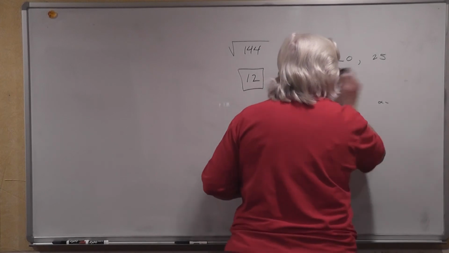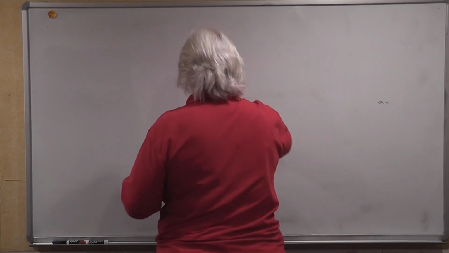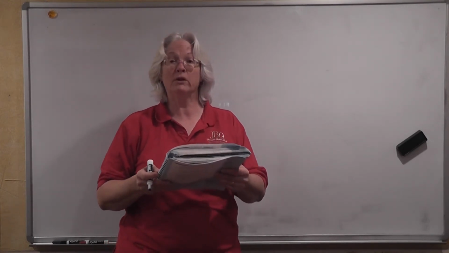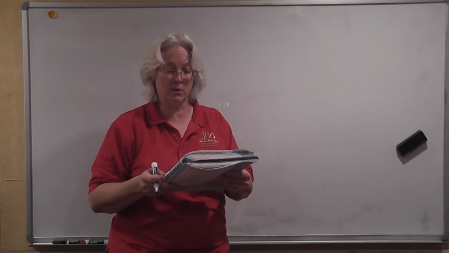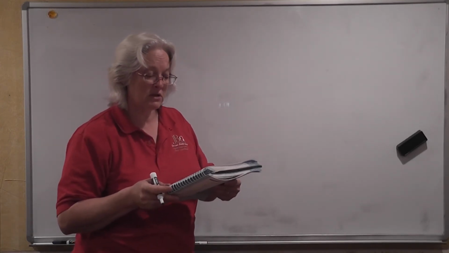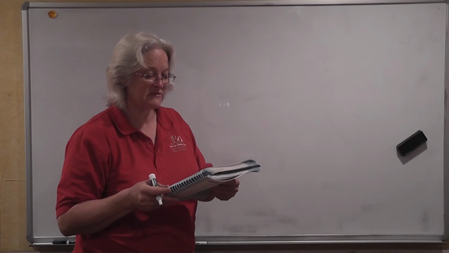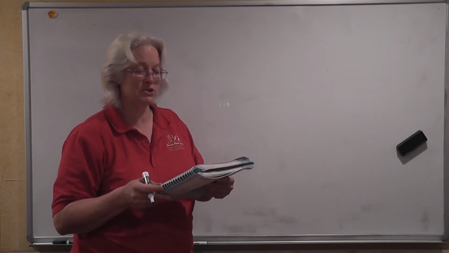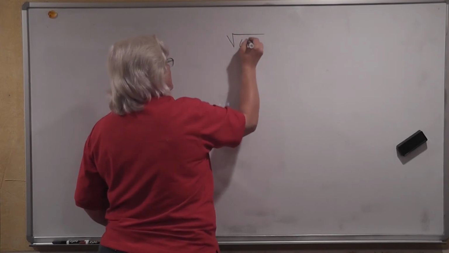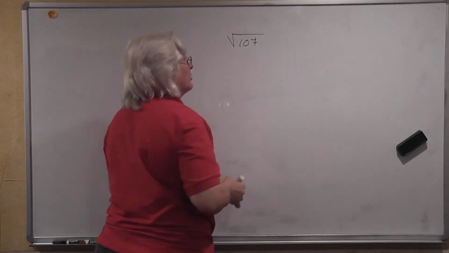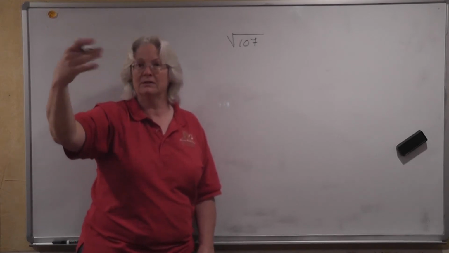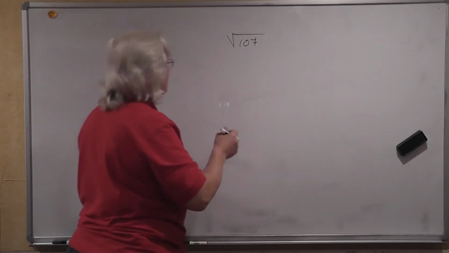Let me do one more where we're estimating the value. This says, between what 2 consecutive integers does each square root lie? Okay. Question number 14. Square root of 107. There's no number that when you multiply it by itself you get 107. However, 10 times 10 is 100.